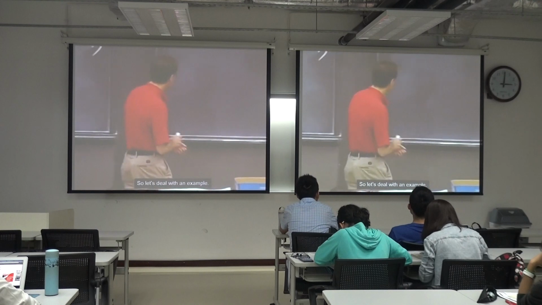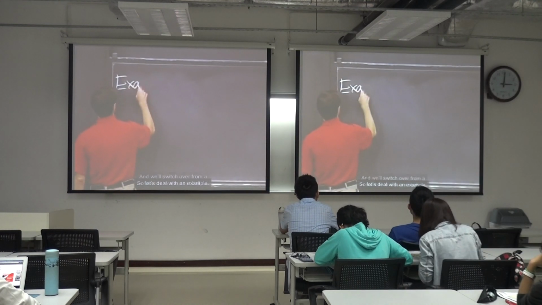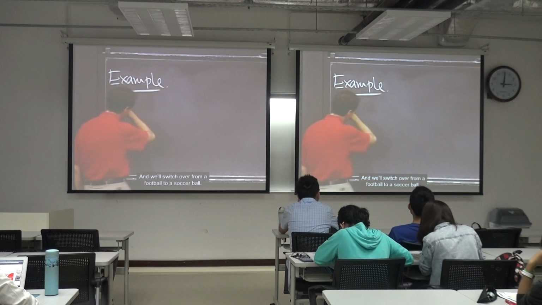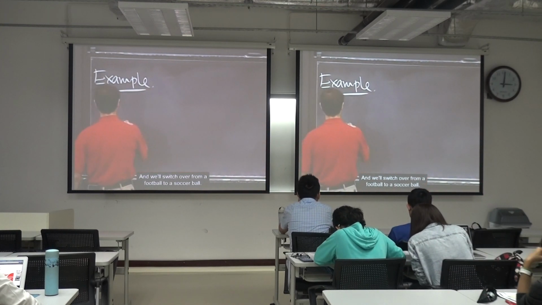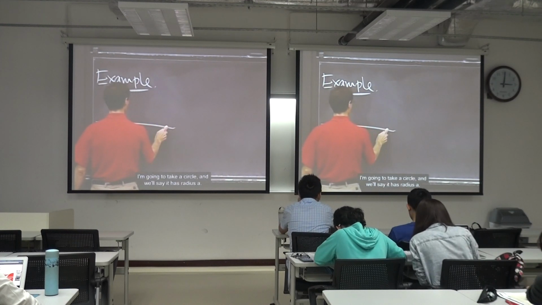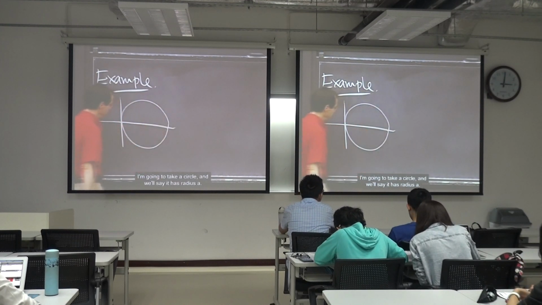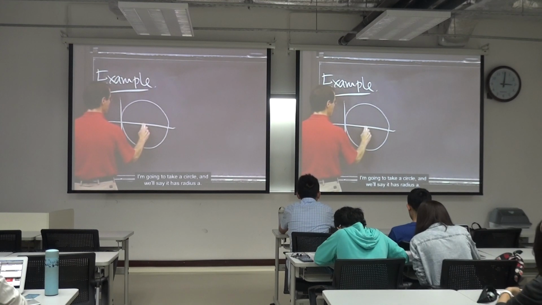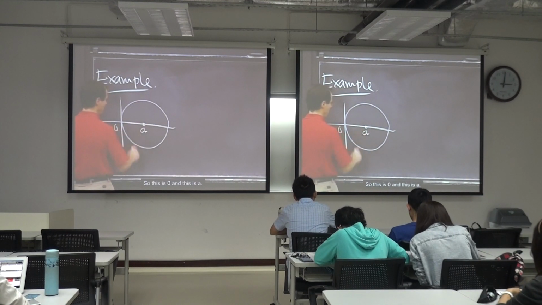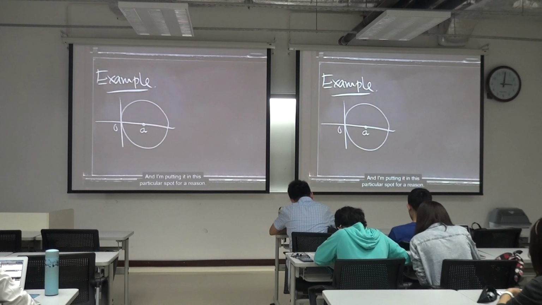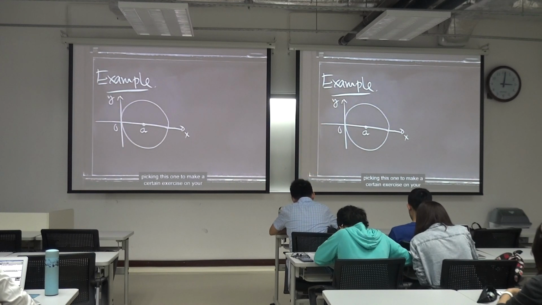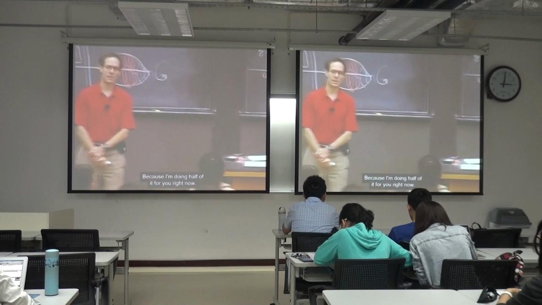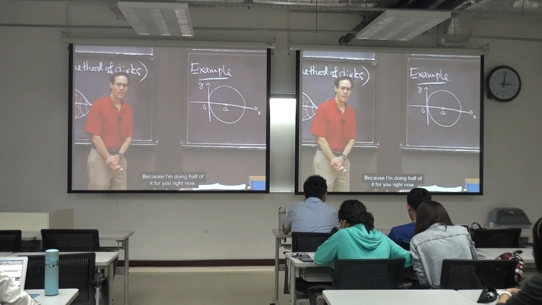All right, so let's deal with an example. We'll switch over from a football to a soccer ball. I'm going to take a circle, and we'll say it has radius a. So this is 0, and this is a. And I'm putting it in this particular spot for a reason. You can do this in lots of different ways, but I'm picking this one to make a certain exercise on your homework easier for you, because I'm doing half of it for you right now. All right?